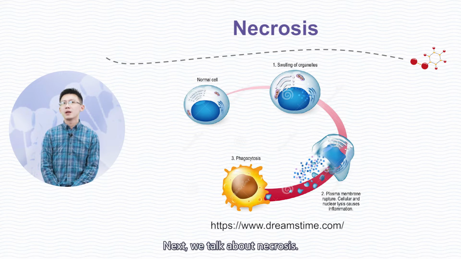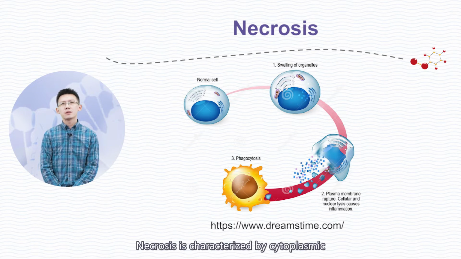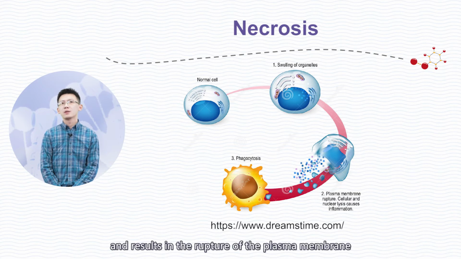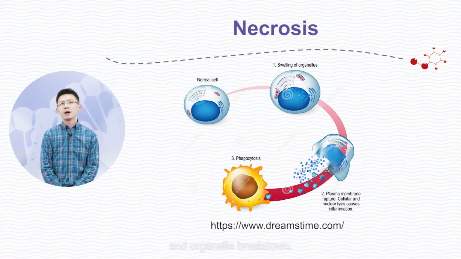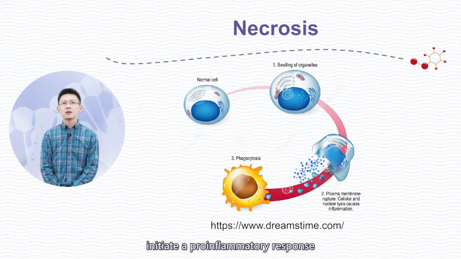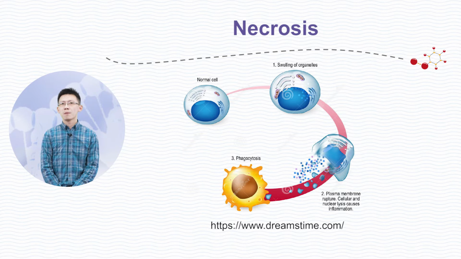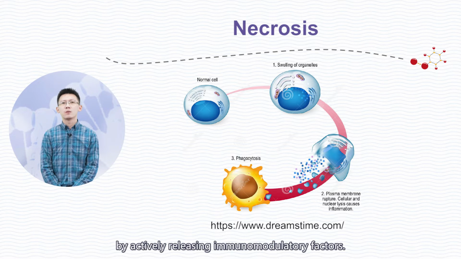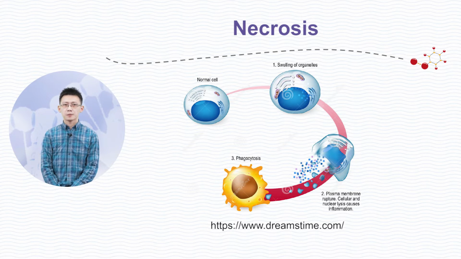Next, we talk about necrosis. Necrosis is characterized by cytoplasmic granulation and cellular and organelle swelling, and results in the rupture of the plasma membrane and organelle breakdown. Necrotically dying cells initiate a pro-inflammatory response by actively releasing immunomodulatory factors.